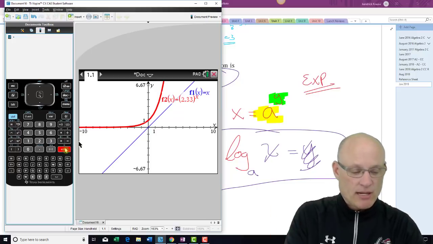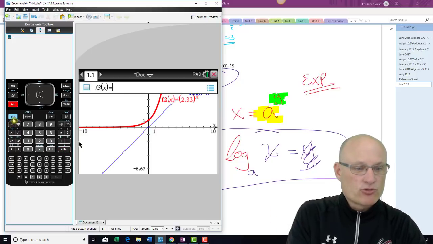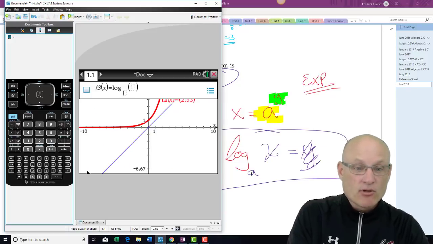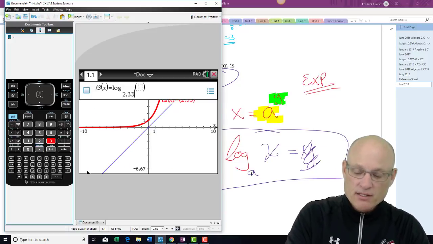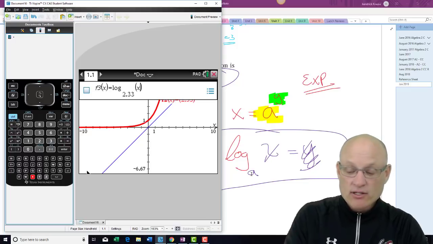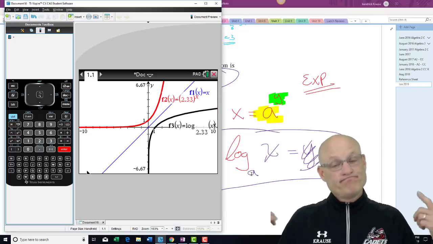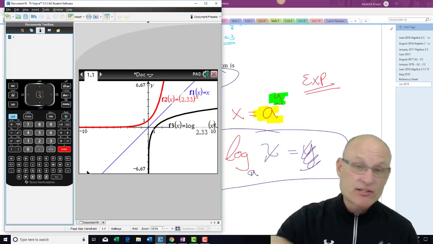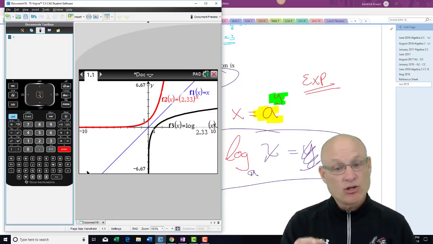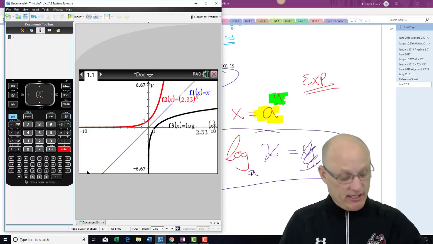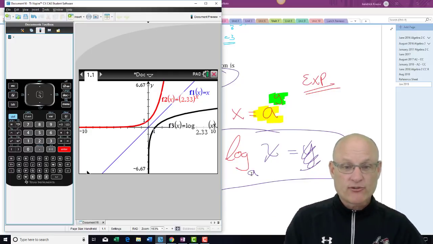Okay, there it is. So now I'm going to press tab, and I'm going to do control log. Now the base over here was a. So remember, that was 2.33 of x. Now, these should be reflections over that line. Do they look like reflections? They sure do. Did I have to do this algebraically? I sure didn't. I could have graphed them and also graphed that line y equals x and just see, yeah, they're reflections over the line y equals x.